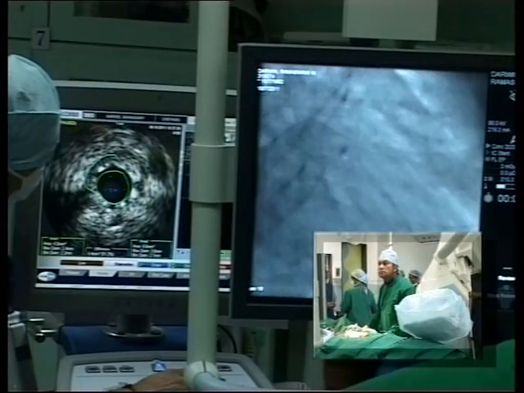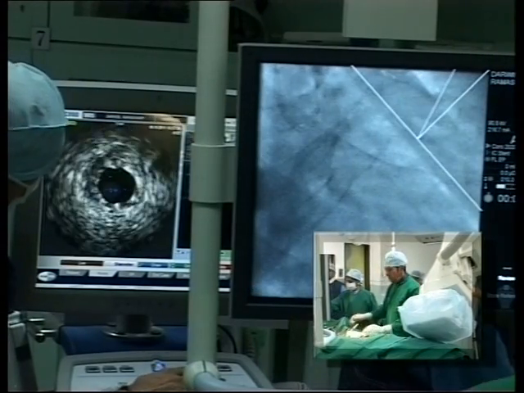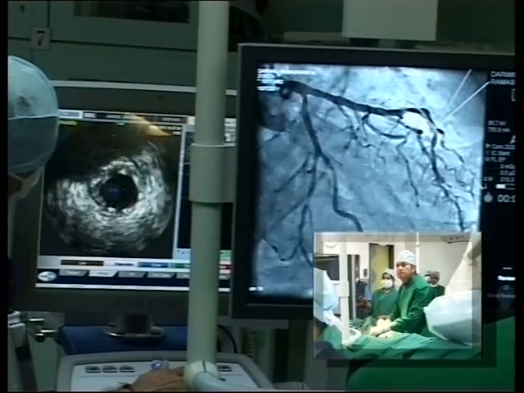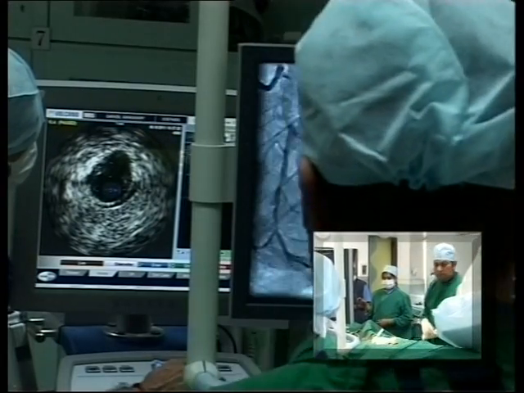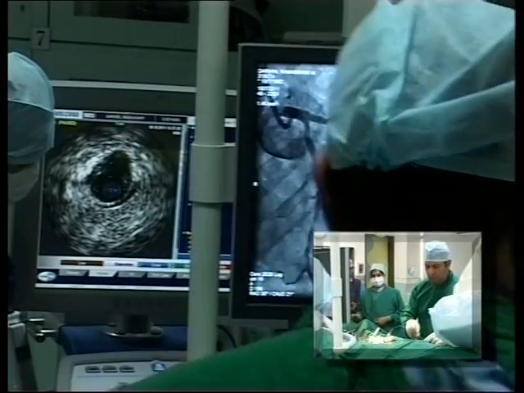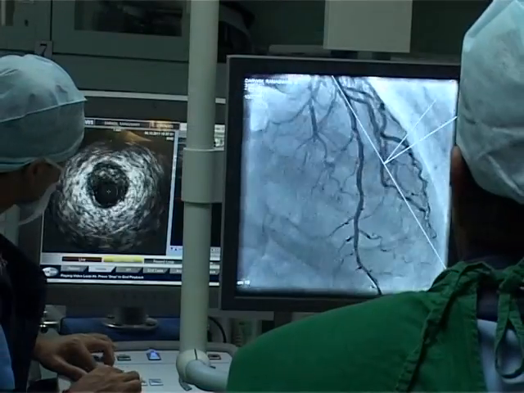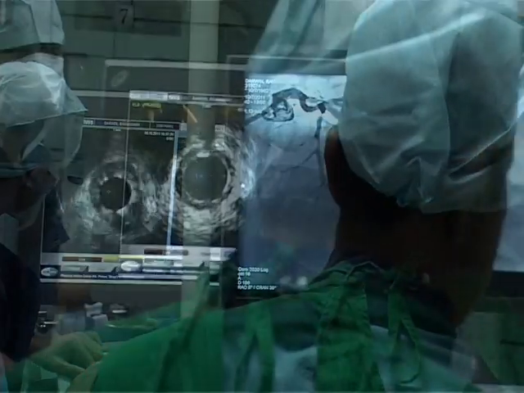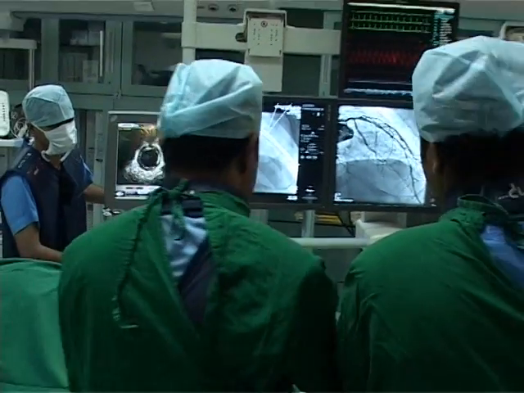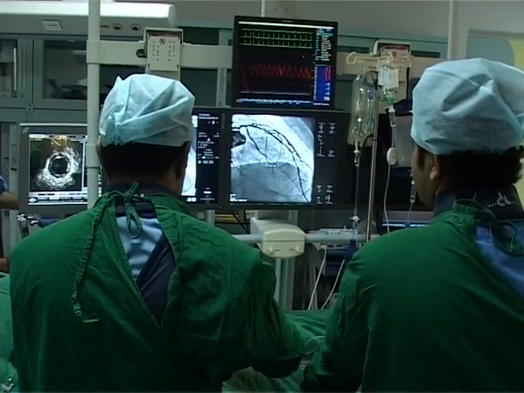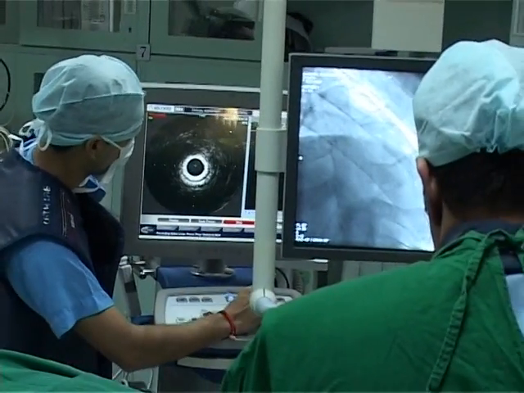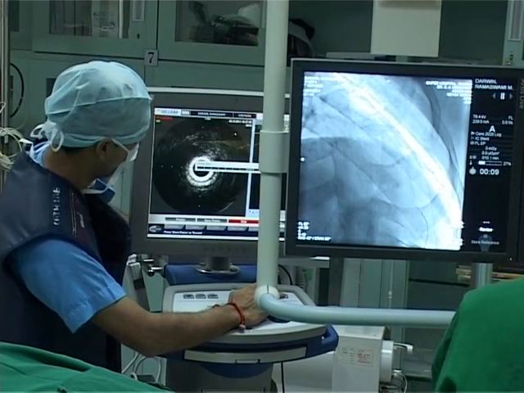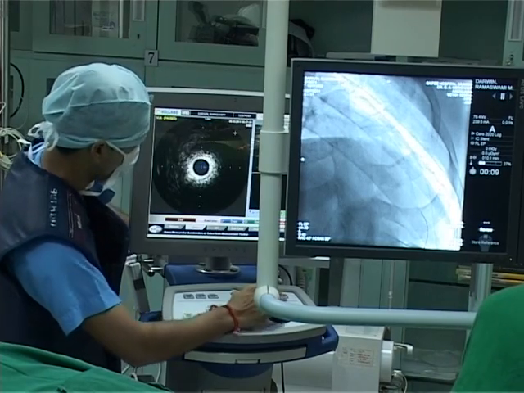Best would be next, I went with the 3 by 15 mm Sprinter balloon and post dilated the stent at 20 atmospheres so that the struts of the stent get well opposed on the arterial wall. This is after post balloon dilatation. I have taken an IVUS image, and this image shows the struts of the stent are well opposed on the arterial wall, which is a perfectly well deployed stent.